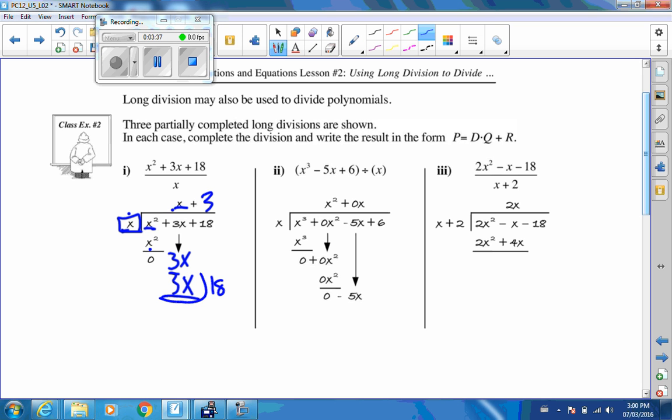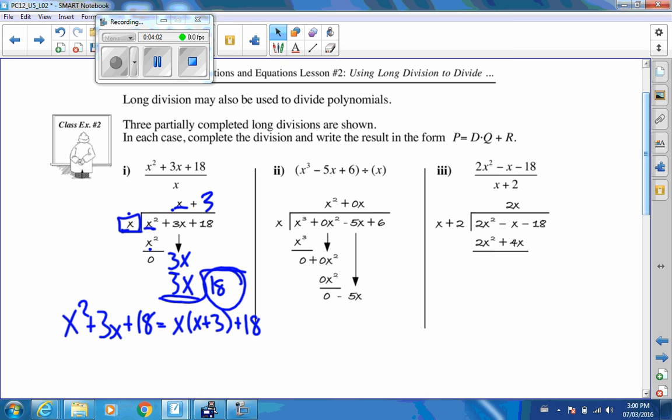Now, there's no more things I can multiply x by. I could divide by x to get 18 over x, but this just becomes my remainder. So this is going to be x squared plus 3x plus 18 equals x times x plus 3 plus 18. That's what that would look like.